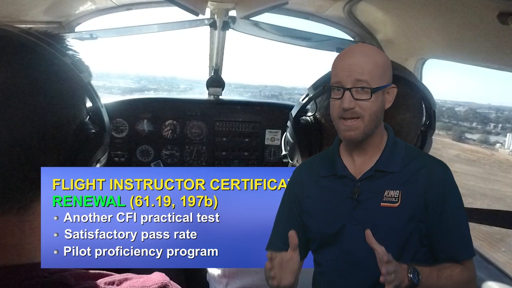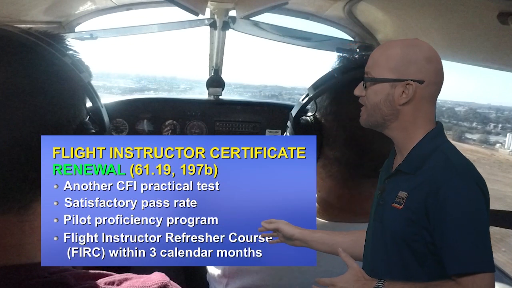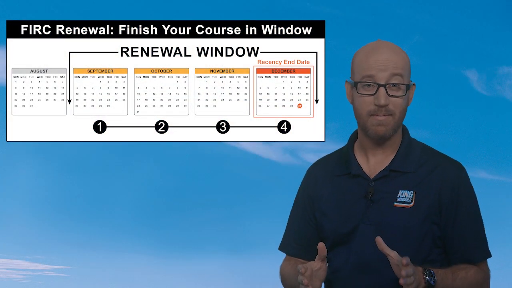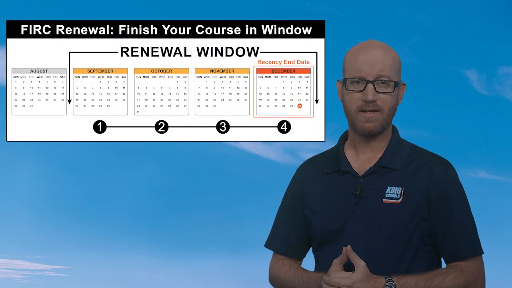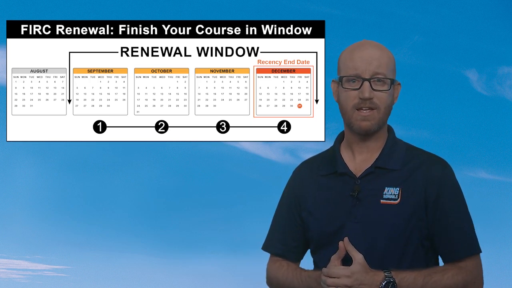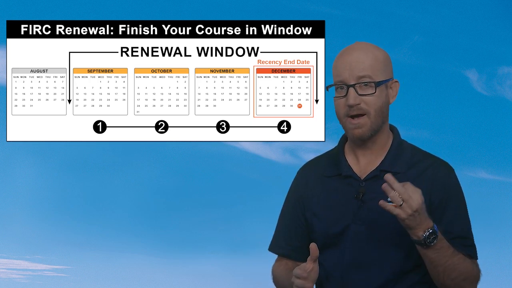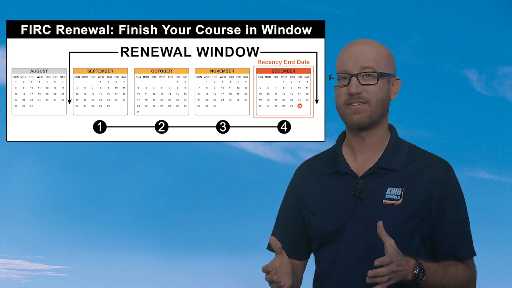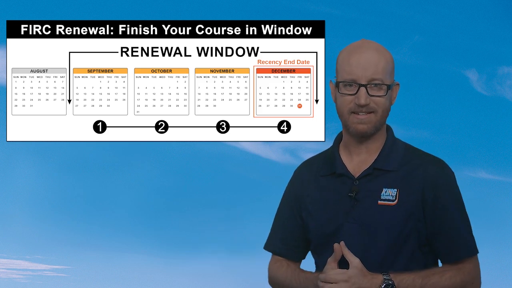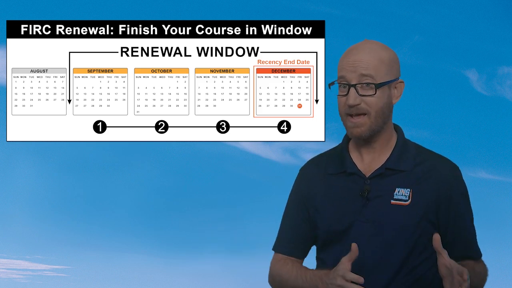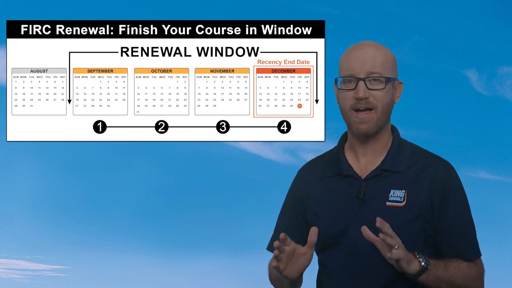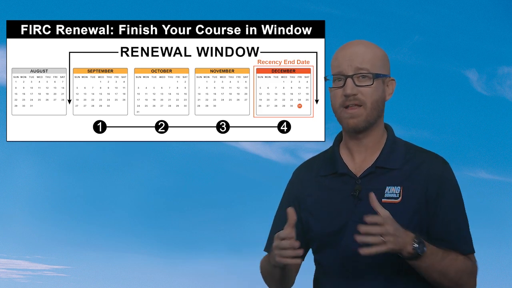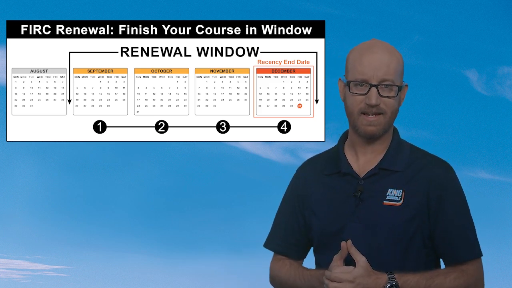Finally, you can do what many CFIs do and use a Flight Instructor Refresher Course, or a FIRC for short. But here's something you'll want to keep in mind if you choose to use a FIRC. To keep your current recency end date, you need to complete the course within the 3 months preceding your recency end month. And that's just a fancy way the FAA uses of saying 4 months before your recency end date. So if your recency ends in December, you can complete the course anytime after September 1st and keep the same month. If you complete it early, whatever month you finish the course will be your new recency end date.